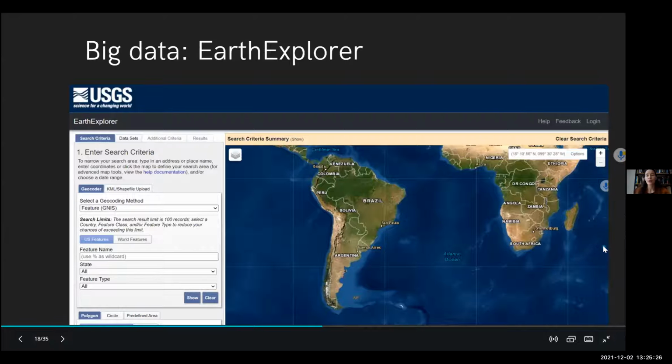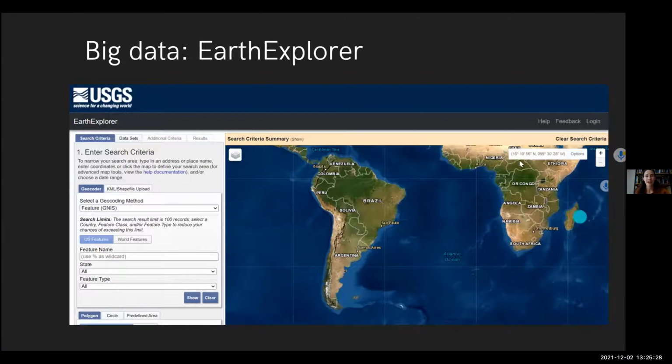Another platform is Earth Explorer, and the NASA, well, in this case, is the USGS. So you can access not only data from the United States, but also there are a lot of global data that you can access. You have a search guide, and then you access to the data, and then you can download the data. So this platform is not to analyze on the cloud, but to access, to discover, access, and download the data that you need.